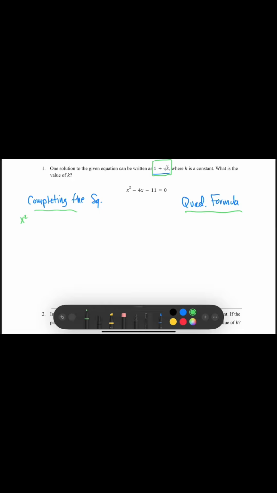So the goal here is to get all the variables on one side of the equation, and all the ones that don't have variables on the other side. So I'm going to add 11 to the other side so that I can get all the x's on one side, leave some space, and then add 11 here. So our goal is to find a number that we're going to write here and add so that we can now rewrite this trinomial as parentheses squared, as a binomial squared.